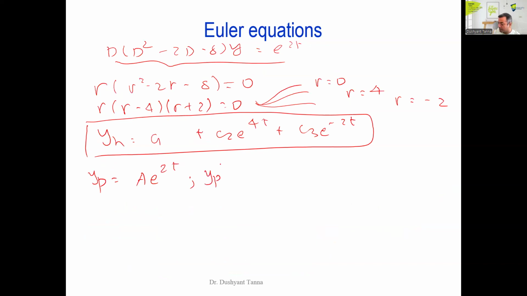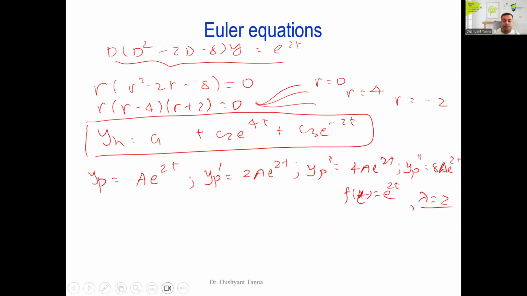So yp dash is 2a e raised to 2t, yp double dash is 4a e raised to 2t, and yp triple dash is 8a e raised to 2t. And our f of x, which I call f of t, is e raised to 2t. Therefore, your lambda is equal to 2. We have D squared minus 2D minus 8, yp is e raised to 2t.